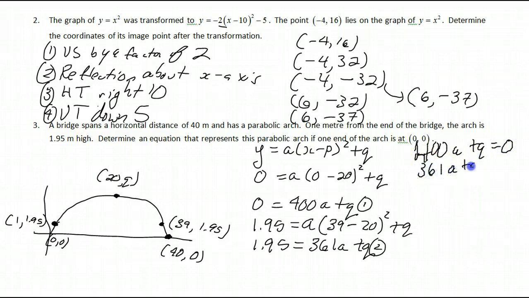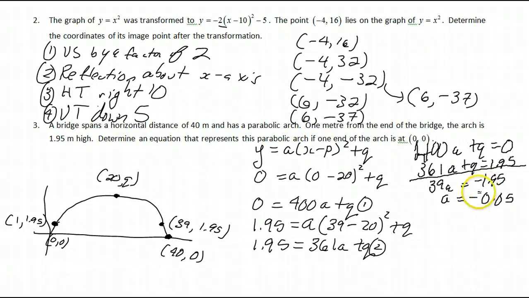361a plus q equals 1.95. Okay, let's subtract. This will give me 39a, q's are gone, equals negative 1.95. So a is equal to negative 0.05. And since this is an application, we can stick with that. That would also be like 5 over 100.